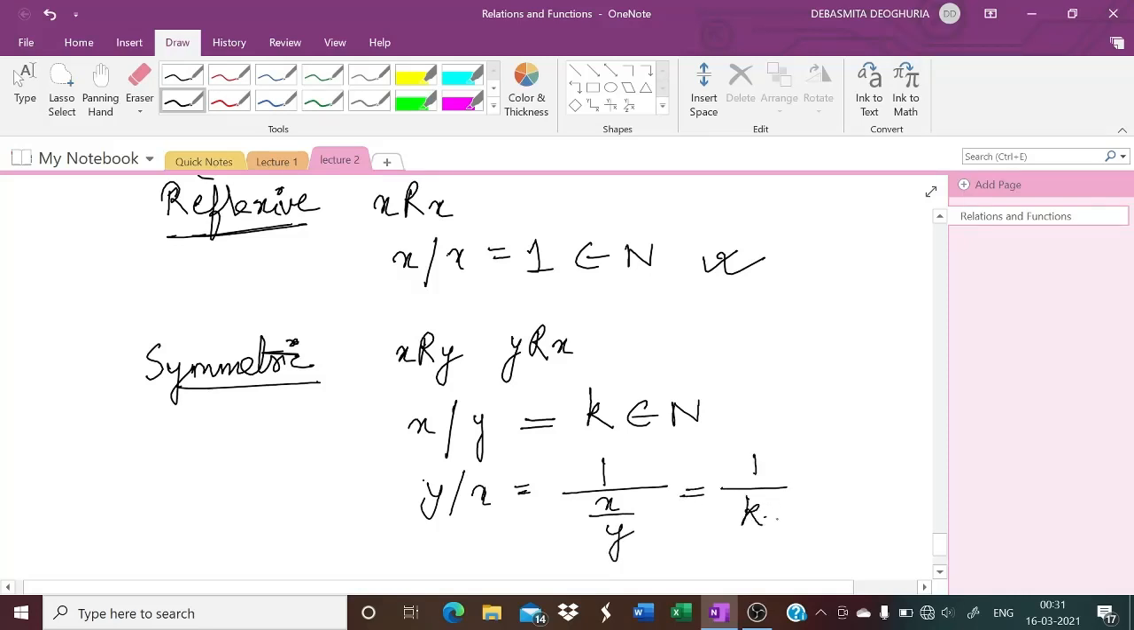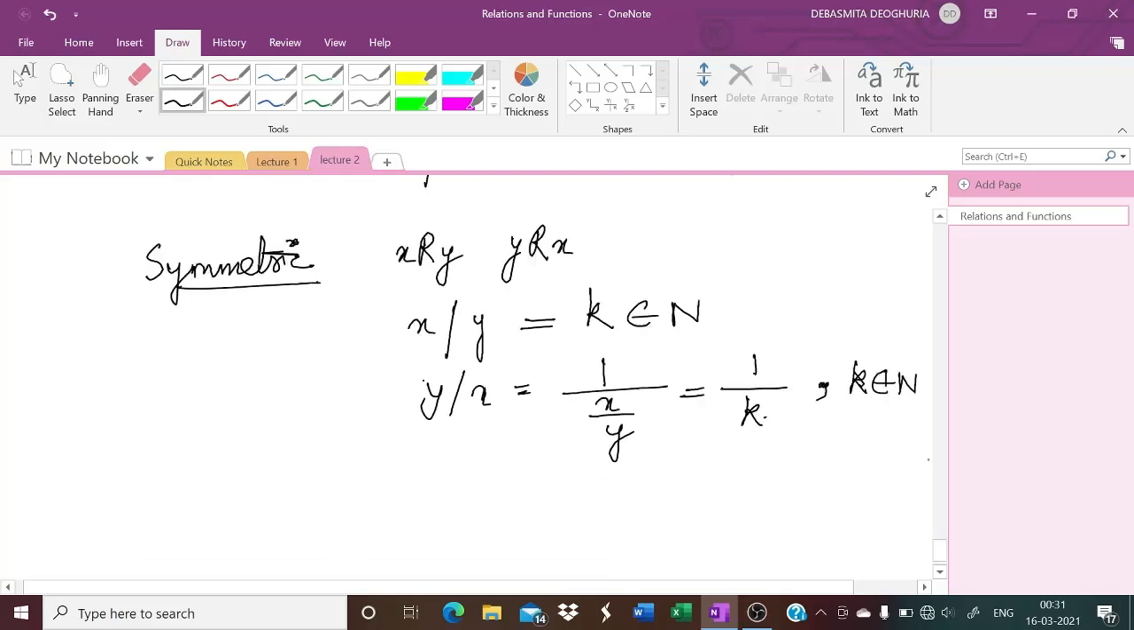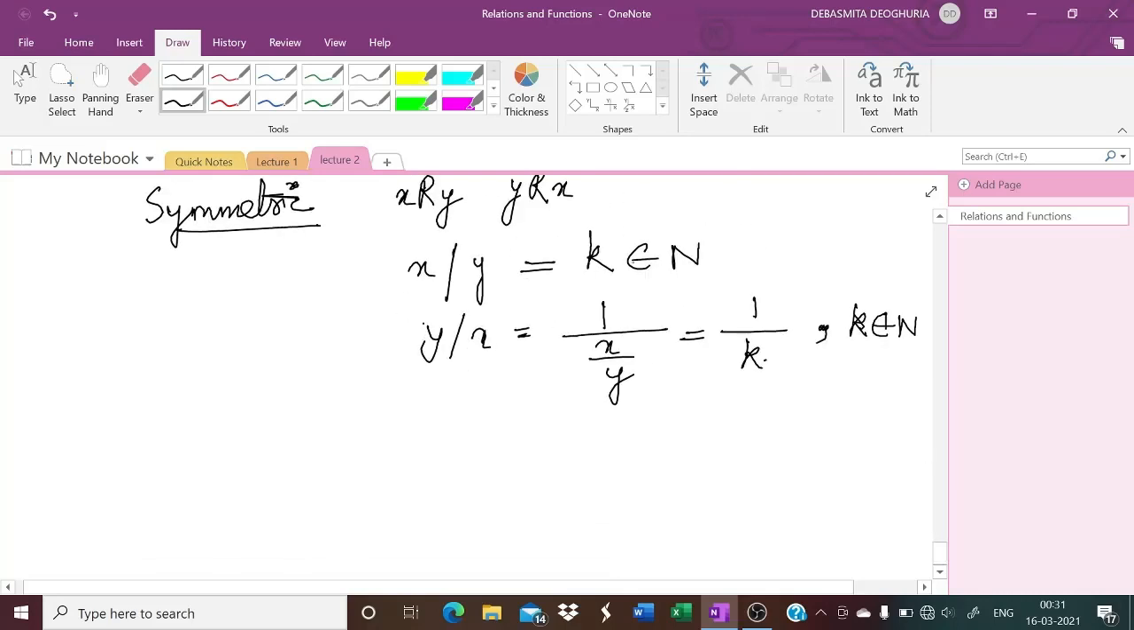Now 1 by k, where k is a natural number, where k belongs to N, would definitely not be a natural number. It would be a rational number. Yes, this is a rational number. 1 by k belongs to Q. It's a rational number. So this is not symmetric.